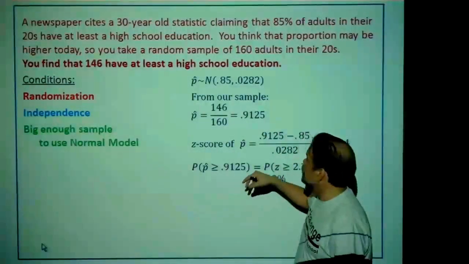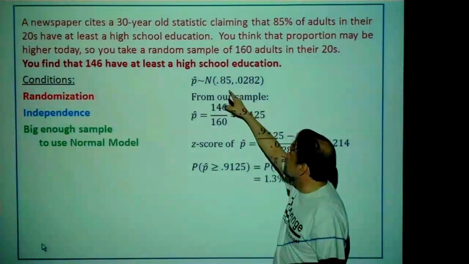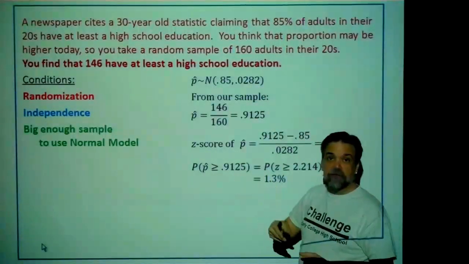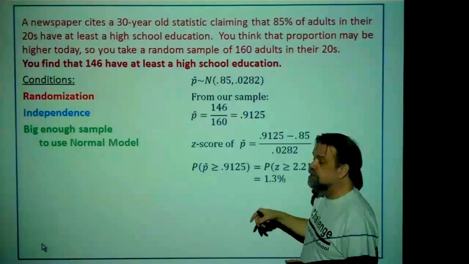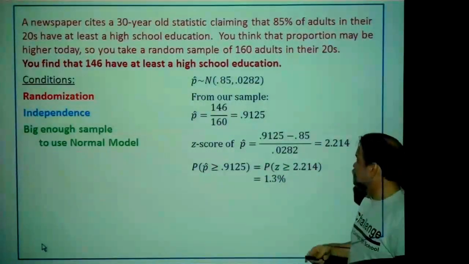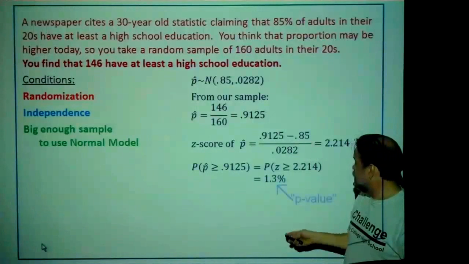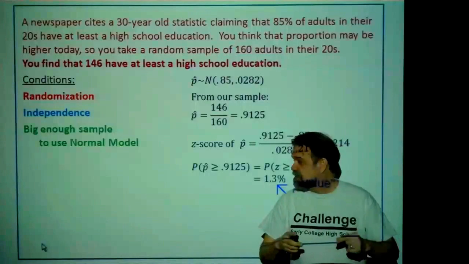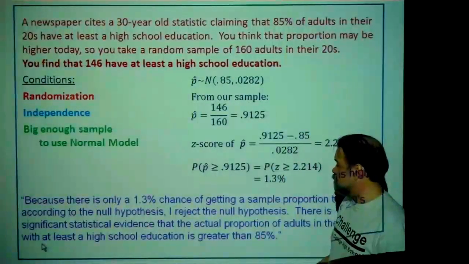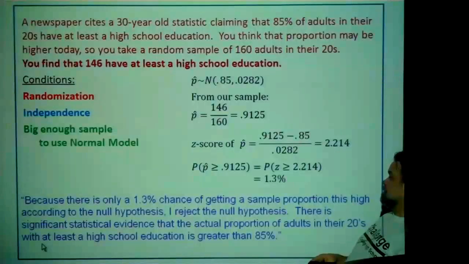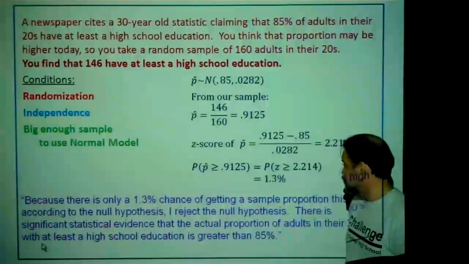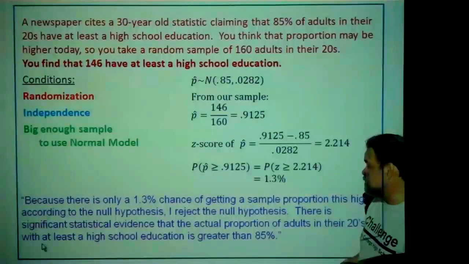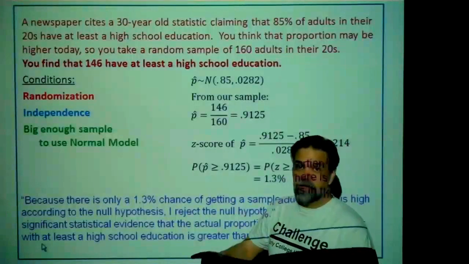Then you do the actual number crunching. You say that p hat is normally distributed with a mean of 0.85 and a standard deviation of this. And then from our sample, the p-hat that we get is 0.9125. This gives us a z-score of 2.214, which gives us a p-value, if you remember, of 1.3%. And what that tells us is because there is only a 1.3% chance of getting a sample proportion that high according to the null hypothesis, I reject the null hypothesis. And there is significant statistical evidence that the actual proportion of adults in their 20s with at least a high school education is greater than 85%. Okay, right? So we get that.